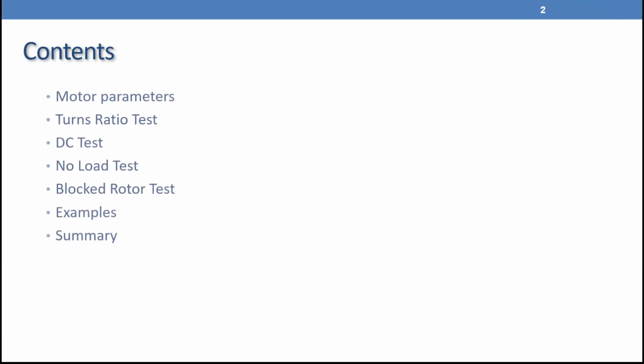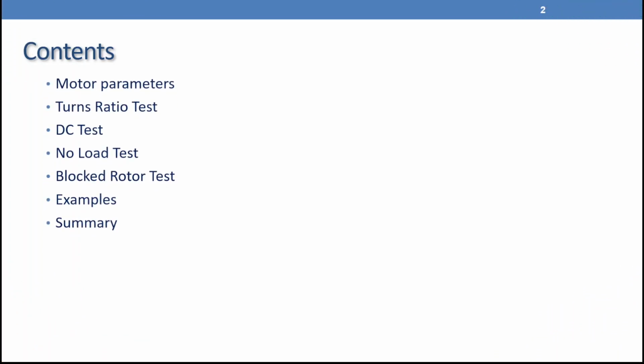So what are the contents of this chapter? In this chapter, we are going to introduce the motor parameters and how to calculate these motor parameters using Turner's ratio test, DC test, no-load test, blocked rotor test, and we are going to have examples and we are going to wrap up this chapter by a summary.